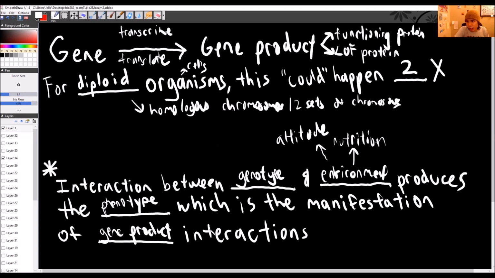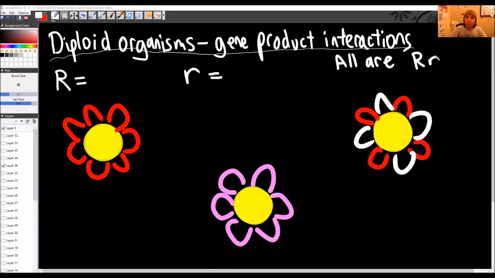And what do I mean by gene product interactions? Well, because diploid organisms can potentially have two competing gene products, they can counteract each other, they can work together, and that would produce a different phenotype. We're going to talk about gene product interactions of diploid organisms. This is stated on the study guide, but it won't be on the exam. So maybe just sit back and chill out, because I think that it is useful to learn conceptually.